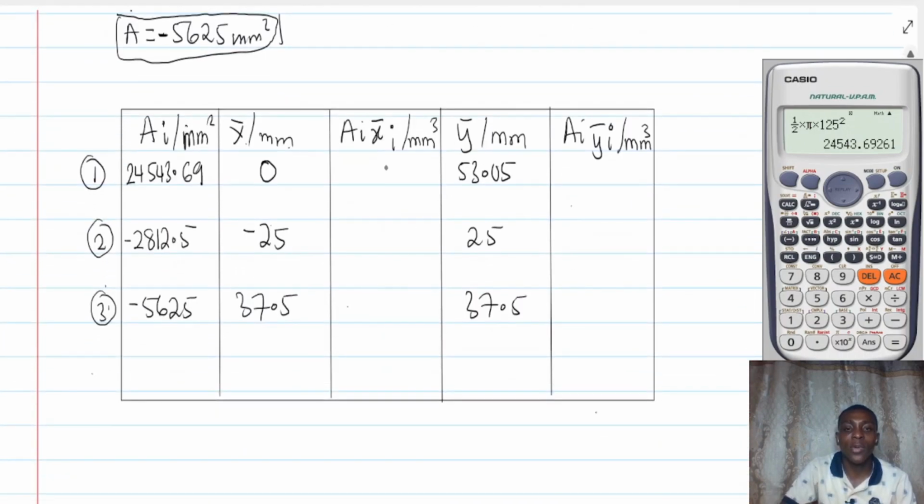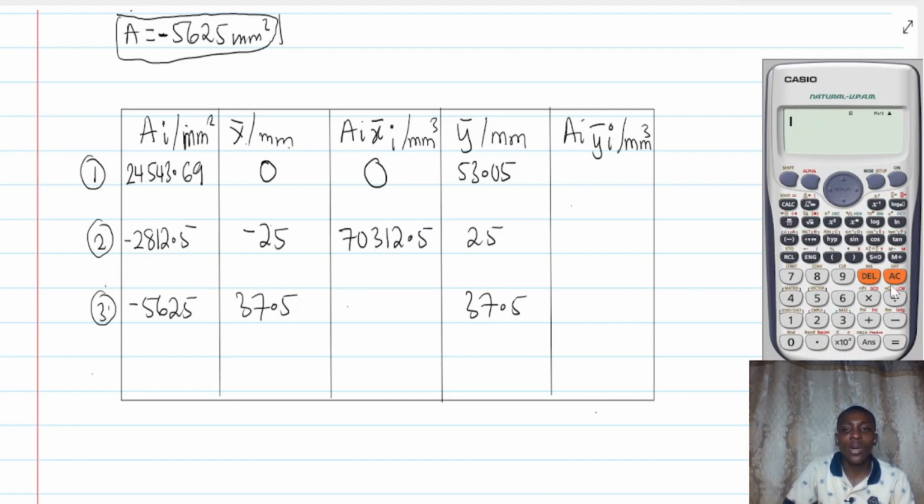So let's look at this column A_i x bar_i. It means that I will multiply each area with the x bar. But interestingly for us, for this side, it's going to be 0. So let me do the other side, which is the next column. So minus 2812.5, and I'll multiply it by minus 25. If I do this, I'm going to get positive 70312.5.